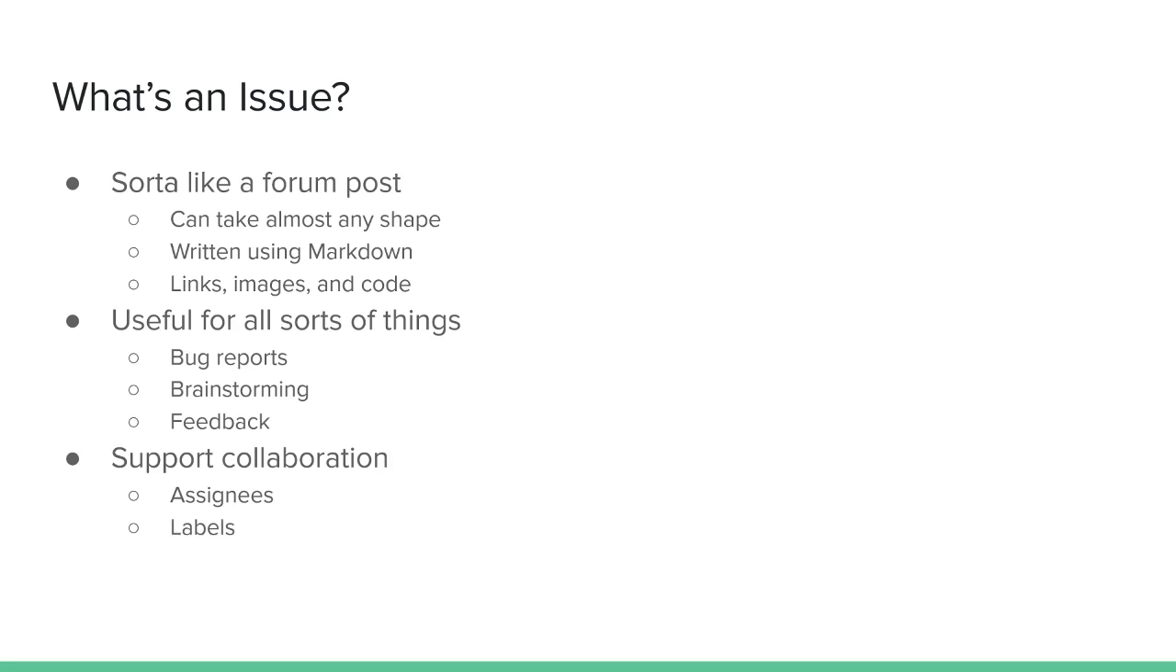And because they're so versatile, because we can make so many different things in an issue, they can be used for bug reports, brainstorming, feedback, tons and tons of different stuff. And in just a minute, we're going to go through some examples of these different use cases. And then finally, the third important piece of an issue is that they have some collaboration focused features like assignees and labels, which we're going to look at a little later. So TLDR, they're like a forum post. You can do whatever you want in them, which makes them useful for a ton of different stuff.